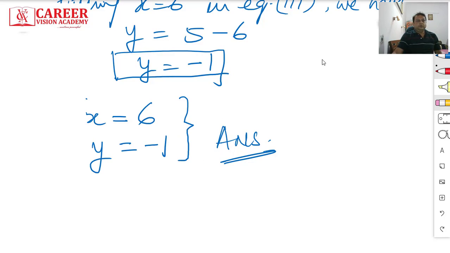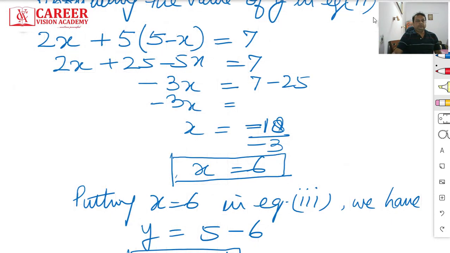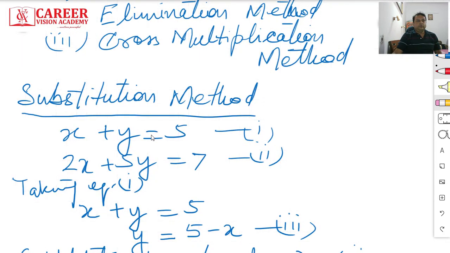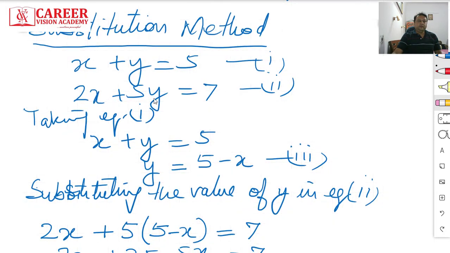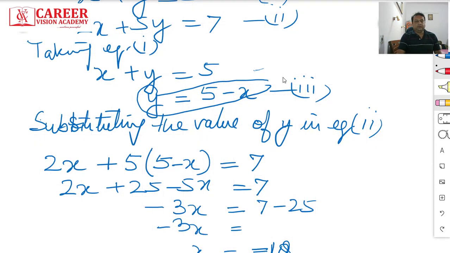Coming back to our substitution method again, let us see. What did we do in the substitution method? We had two linear equations and two variables. We took one of the equations, found the value of one variable in terms of the other variable. Okay, now when we got the value of one variable in terms of another variable, we substituted the value of this variable in the second equation.